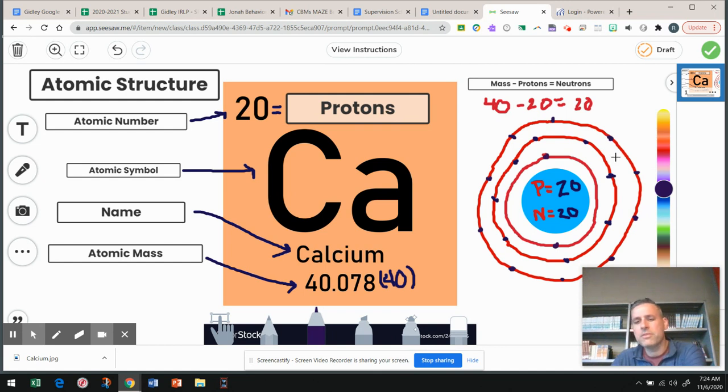Okay, so if we went back through and counted all of them up, we should have 20 electrons in our calcium atom, right? So 1, 2, 3, 4, 5, 6, 7, 8, 9, 10, 11, 12, 13, 14, 15, 16, 17, 18, 19, and 20. And that is it for atomic structure and reading elements on a periodic table.